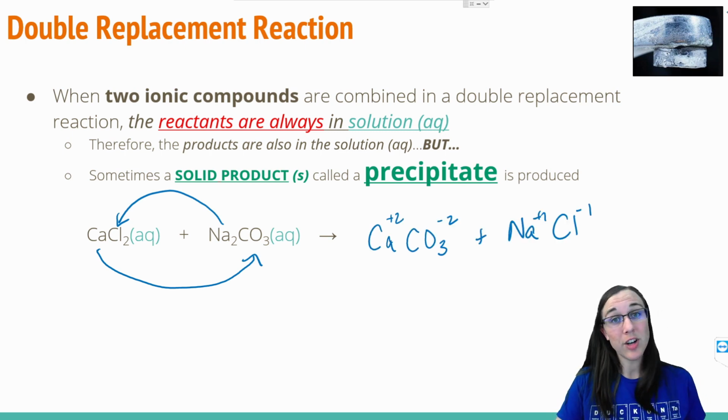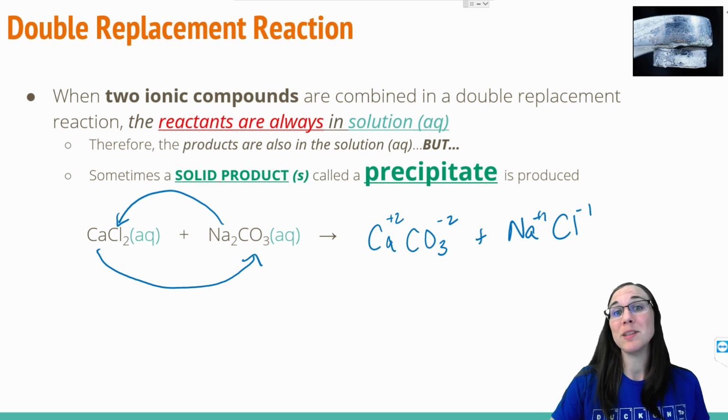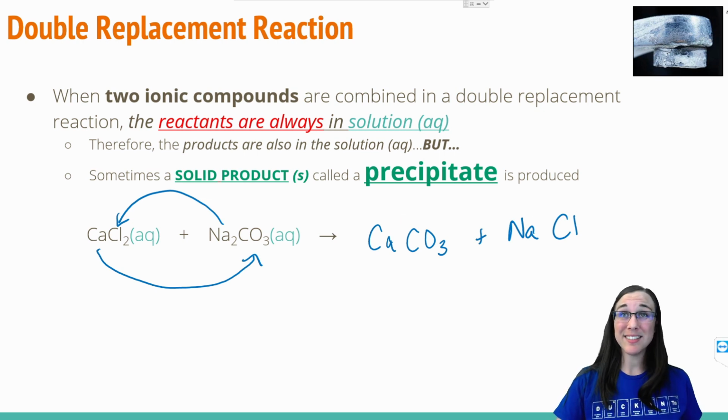Notice that I've written the charges in the upper right-hand corner. We always want to make sure that our charges balance to 0. And if they don't, we apply the drop and swap method. In this case, they all balance, so I don't need to drop and swap. We simply have CaCO3 and NaCl as our products.